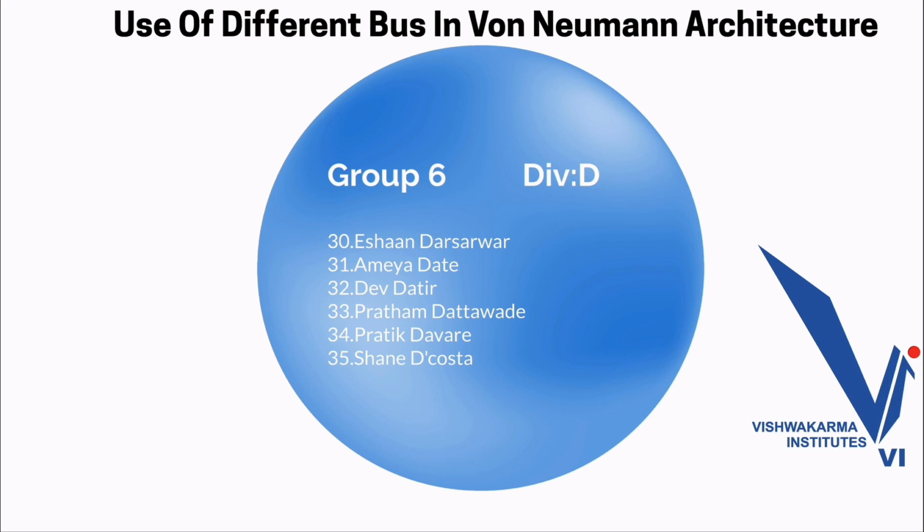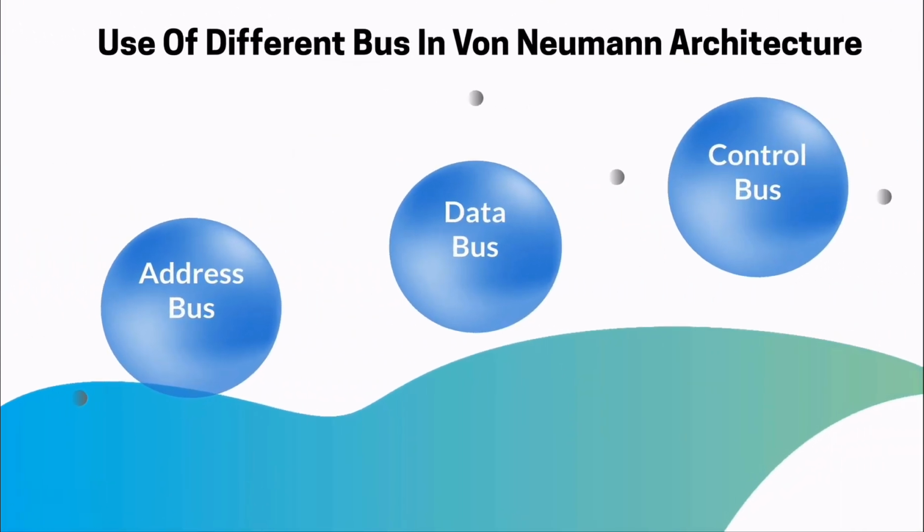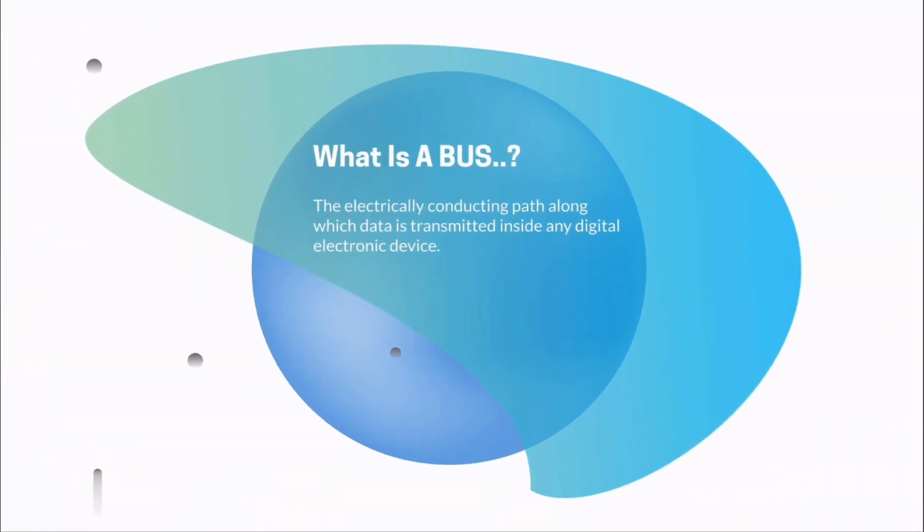I am Shane DeCosta and I am going to give you basic information on bus, types of buses and address bus. Now let's begin with what is a bus. The electrically conducting path along which data is transmitted inside any digital electronic device is called a bus. It is basically a system that computer devices use to communicate or transfer data between each other.